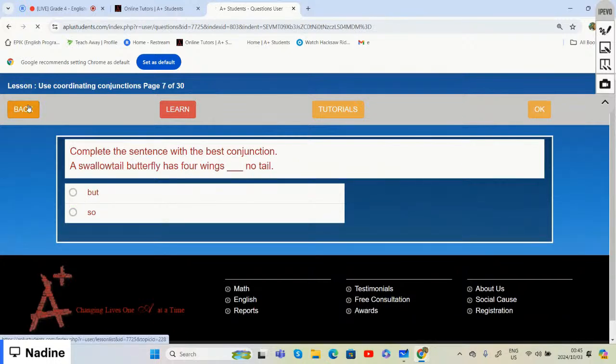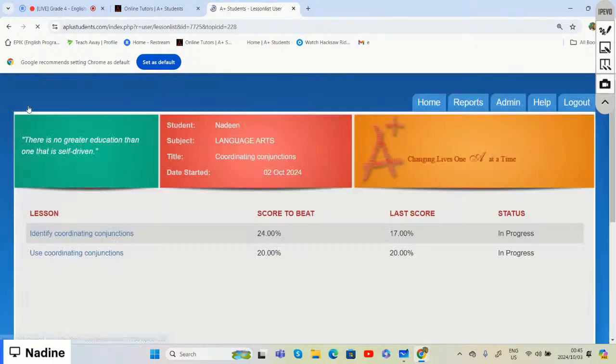All right, so this is the end of our lesson on coordinating conjunctions. We said coordinating conjunctions join words, sentences, as well as phrases. And our most common coordinating conjunctions are words like and, but, or, and so.